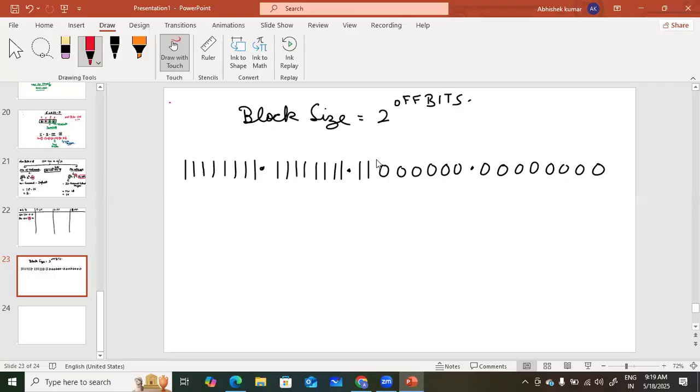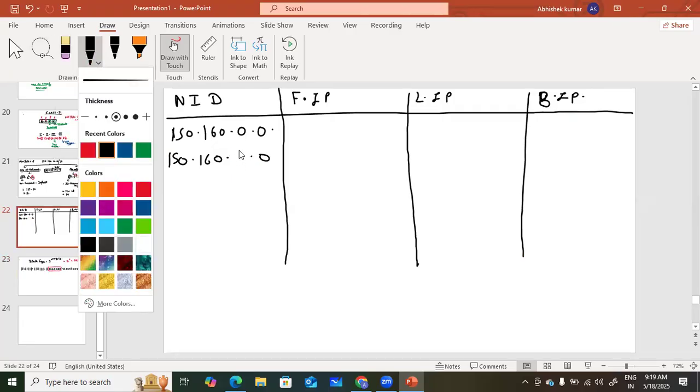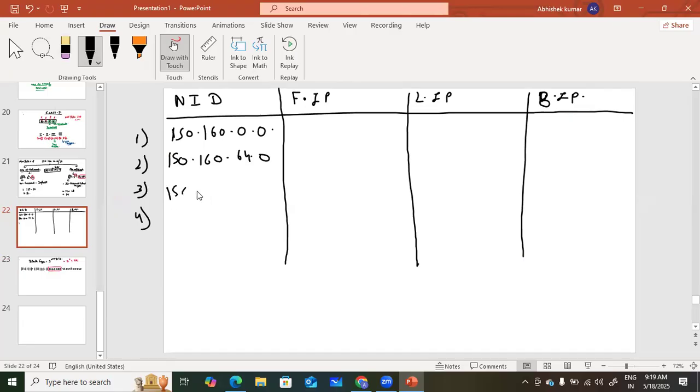Now, how many off bits are in the third octet? 0 stands for off bits. 6, so 64. Exactly, you're right. So instead of 14, it will be 64. That makes sense. Then 150.160.64.0, 150.160.128.0, then 150.160.192.0. Is this one allowed? No. Exactly.